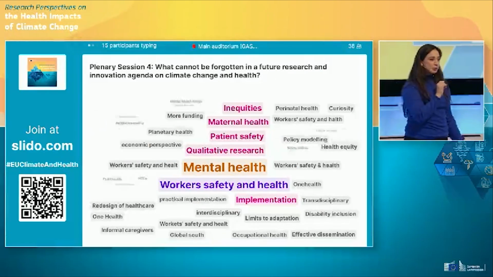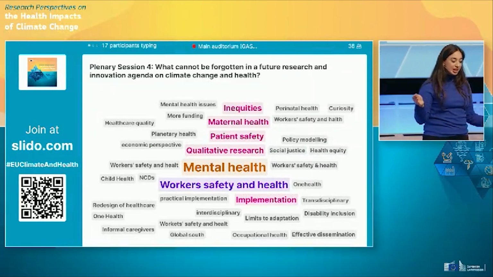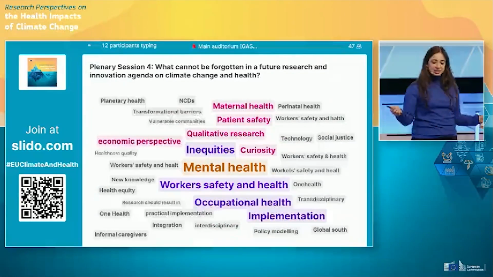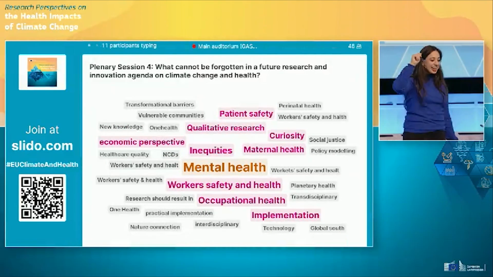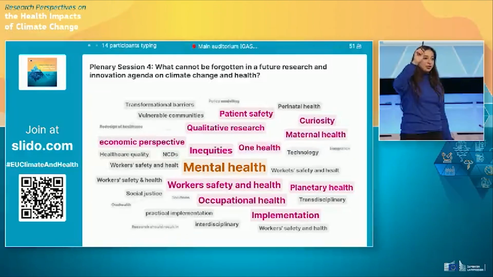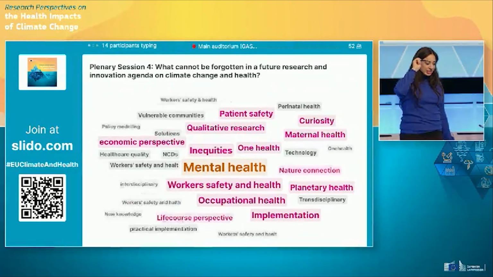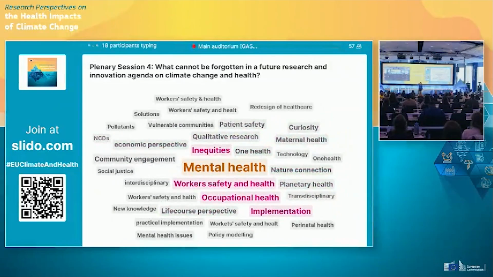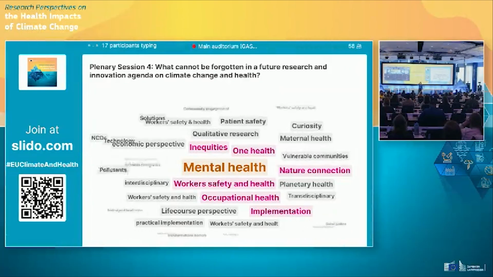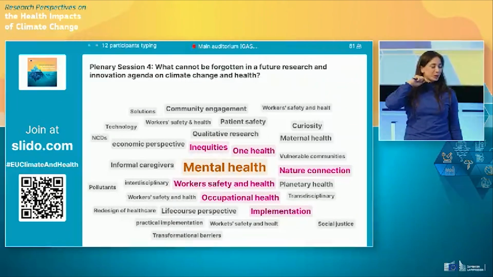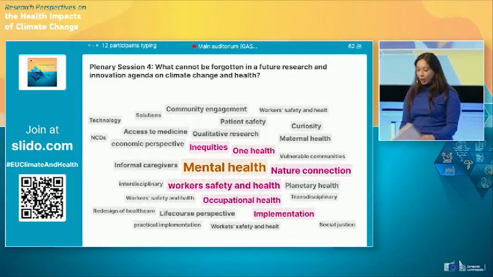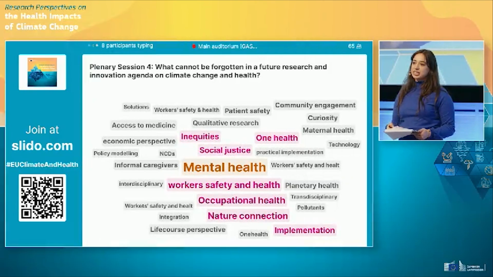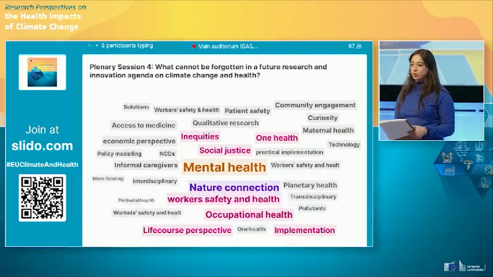That being said, it is also important to note that if you have any questions, please do send them in. Slido will be open, and if we have the time for it, it's nice to take one or two questions here and there. But with that being said, let's turn to the poll, because you are sending in lots of answers. Things that cannot be forgotten in a future research and innovation agenda: mental health, I see is the most upvoted one, technology, One Health, inequities, patient safety, curiosity, life course perspective, but also things such as social justice, pollutants, many things. I won't read them all, but I think this is amazing input for the organizing team. As I said, everything that you say here will be used in the draft of that strategy and future research and innovation agenda. So know that your effort is going to reap its rewards.